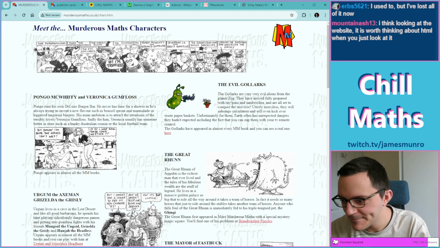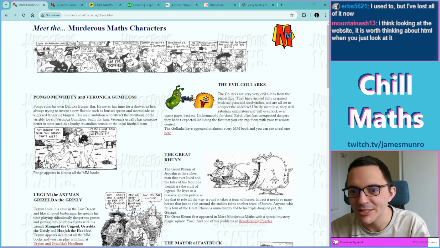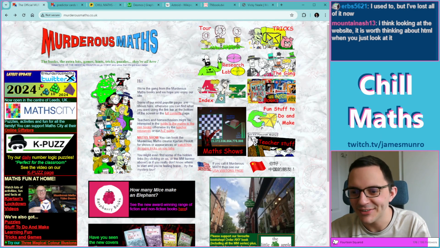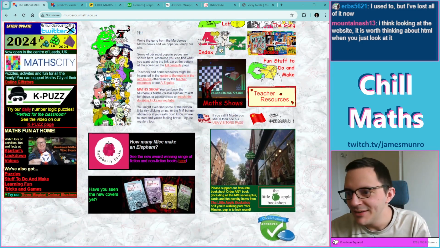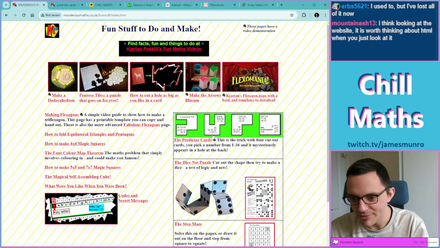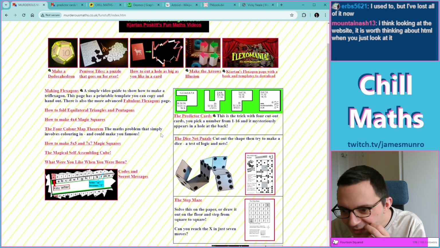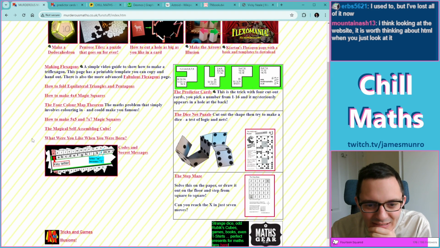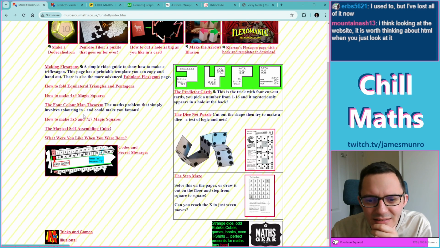It is worth thinking about HTML. Okay, maybe I don't know enough HTML. Good, okay. Fun stuff to make it do. Mostly fact. Oh, no, there's the predictor cards again. Some dice. Magical self-assembling cube. Did somebody make this? Mountain Ash, did you make this in the Discord recently?